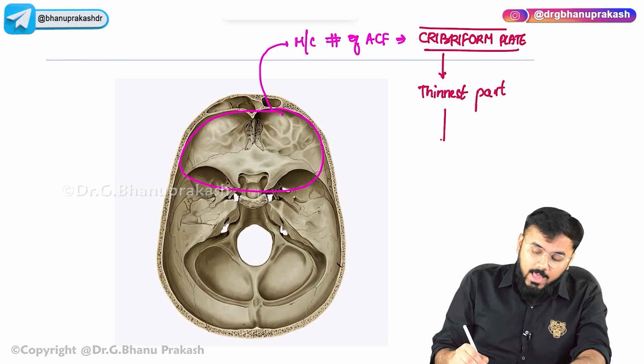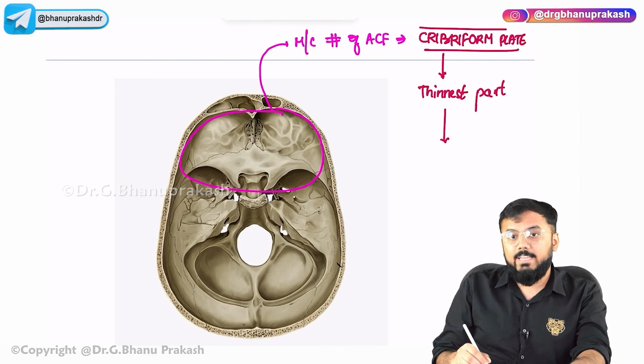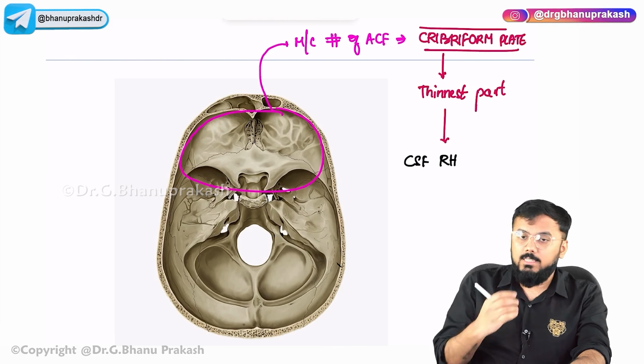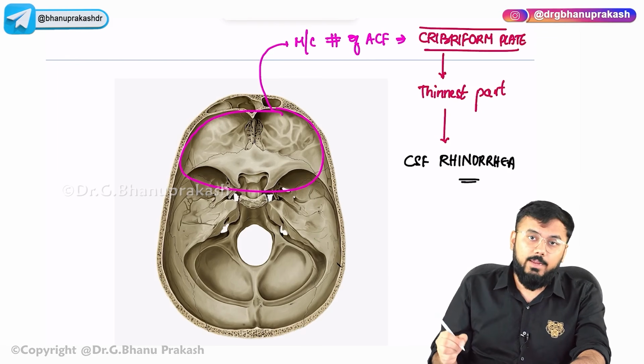Okay, so what will happen when there is fracture of this cribriform plate? That would lead to leakage of CSF. So you call it CSF rhinorrhea. CSF leaks from your nose. Okay, you call this CSF rhinorrhea.